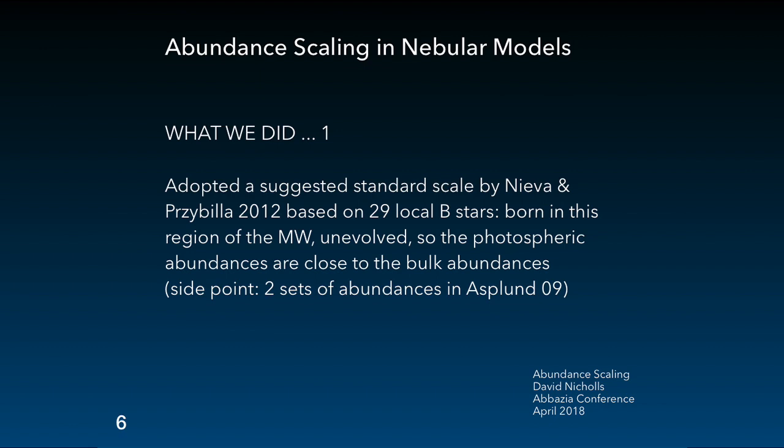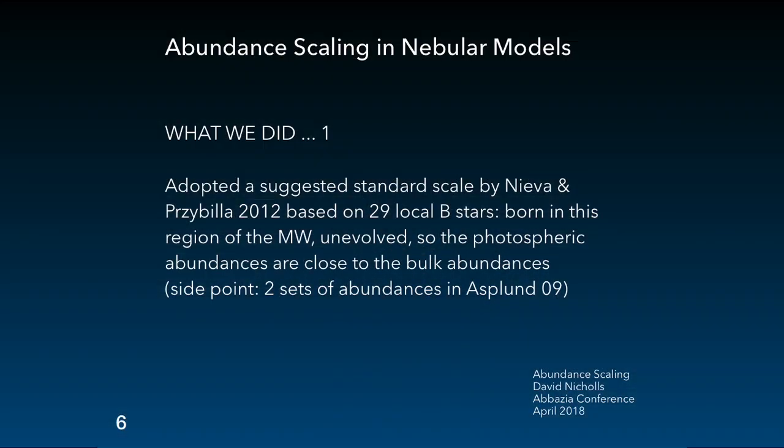So we adopted a scale suggested by Nieva and Przybilla in 2012, which drew upon measurements of an ensemble of 29 main sequence B stars in our region of the Milky Way. These stars are young and nearby, and their photospheric abundances are a good measure of their bulk abundances, and thus the abundances of the nebulae in which they were born.